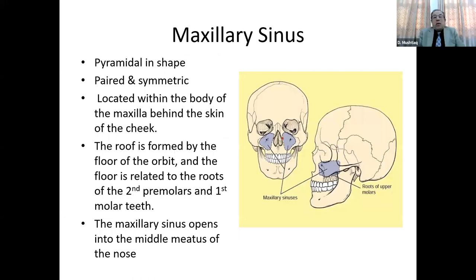Now, maxillary sinus. Or of the floor of the orbit. Anterior wall and medial wall, posterior wall. And near the orbit, because the floor of the orbit is the roof of the maxillary sinus, while the floor of the sinus is related to the roots of the first premolar and second premolar.